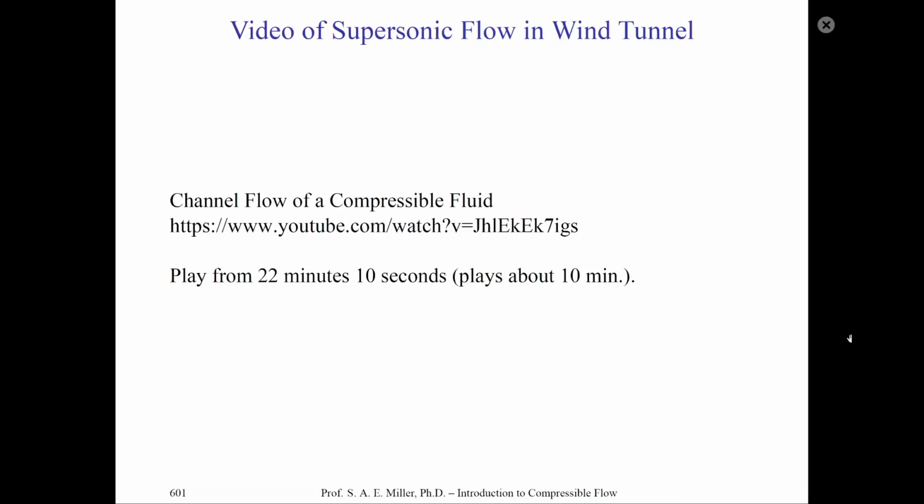Usually in this part of the class, I show about a 10-minute video of supersonic flow in wind tunnels, and we'll try and show this in class together and look at it. Or you can type in this link yourself and go to about 22 minutes and 10 seconds and watch about 10 minutes of the video.